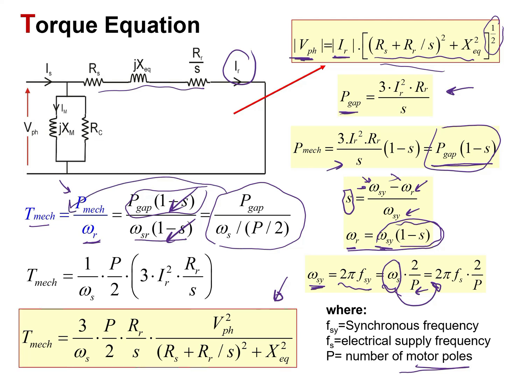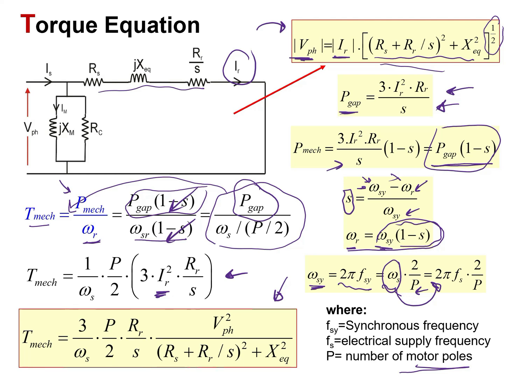But then we want to relate it to the parameters or the components of the circuit, which are the resistors and the equivalent reactance. So what we can do, after arranging these terms, is replace the power that has crossed the gap with its formula that we just mentioned over here. So the torque would be this. But then if we expand the current in the rotor based on this formula, we will have the final equation of the torque.